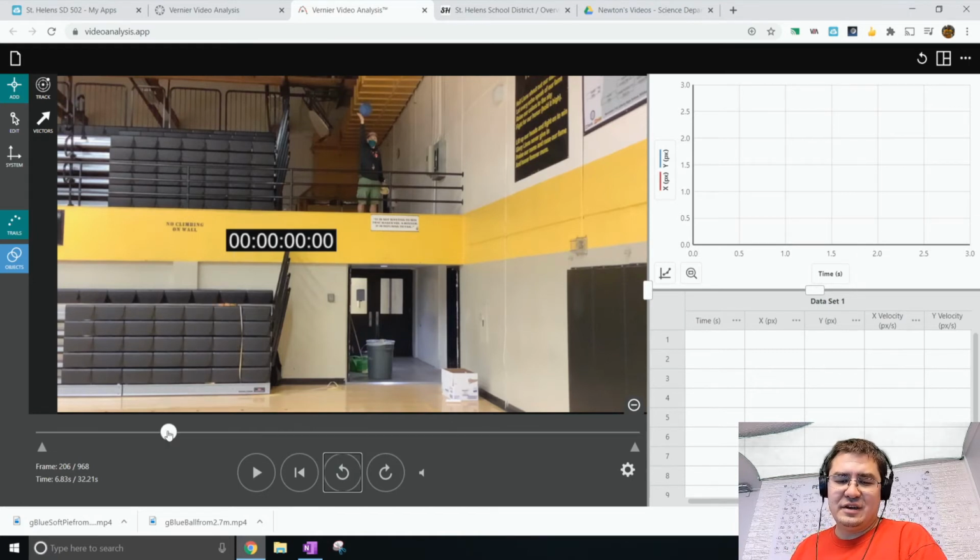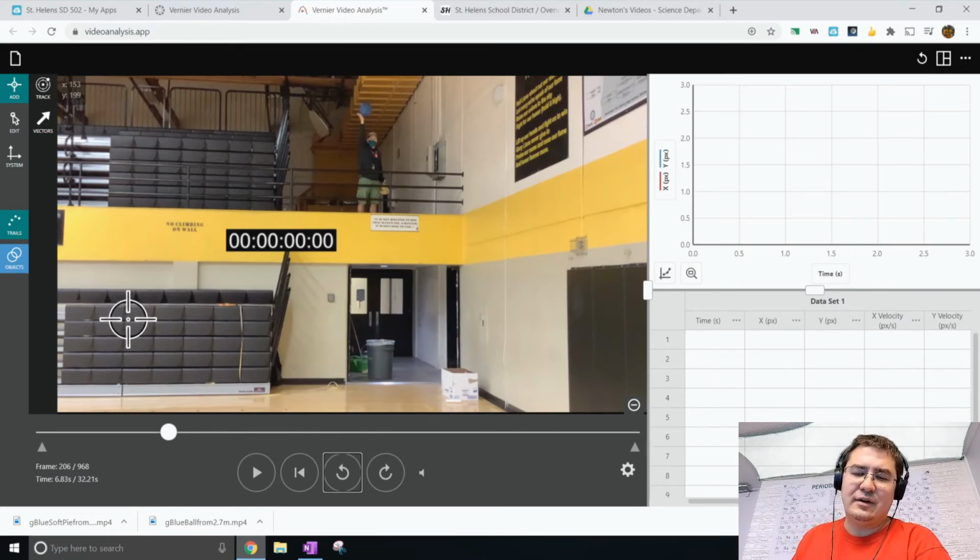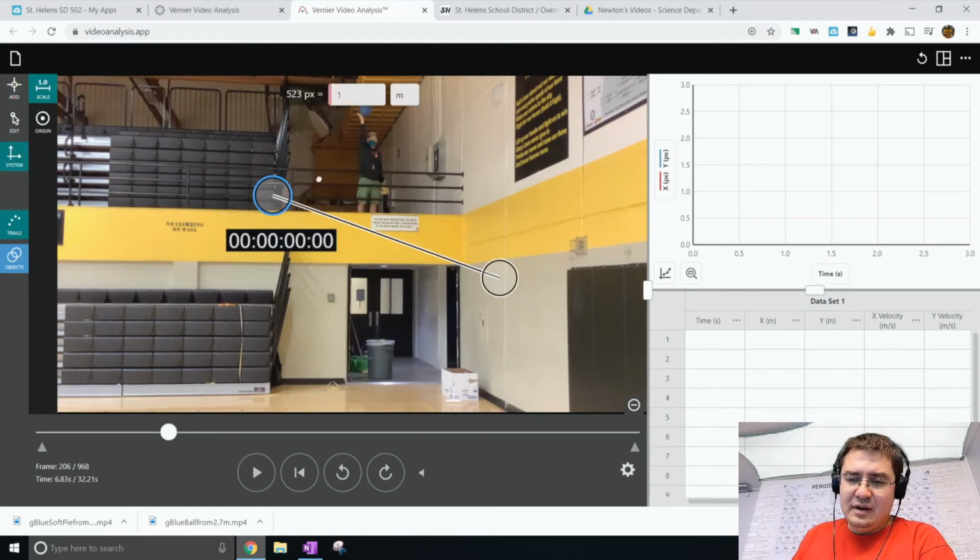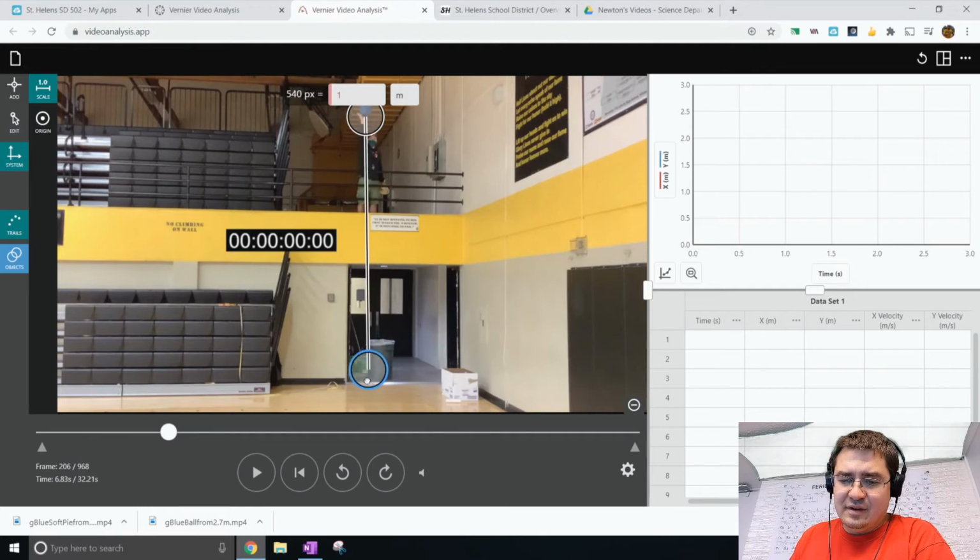So once you have the start of the free fall with this cursor, you need to set up a couple things. You need to set up a scale bar to tell it how high the ball is, and then you're going to need to track it. So to set up the scale bar, you click on this system button. Now, again, this is estimates, so it doesn't have to be perfect, but I'm going to select the bottom of the ball down to the floor right below me.